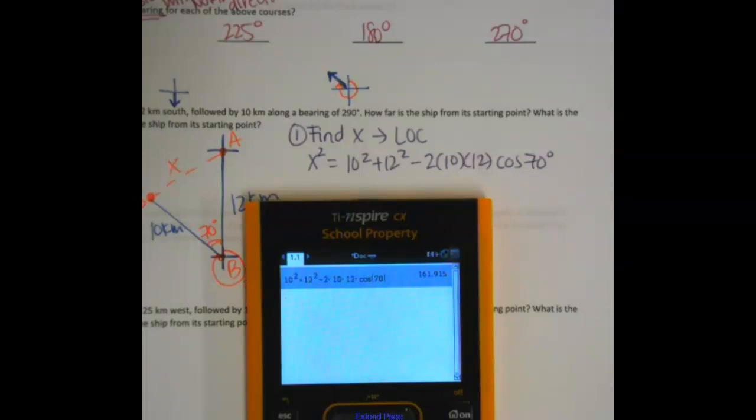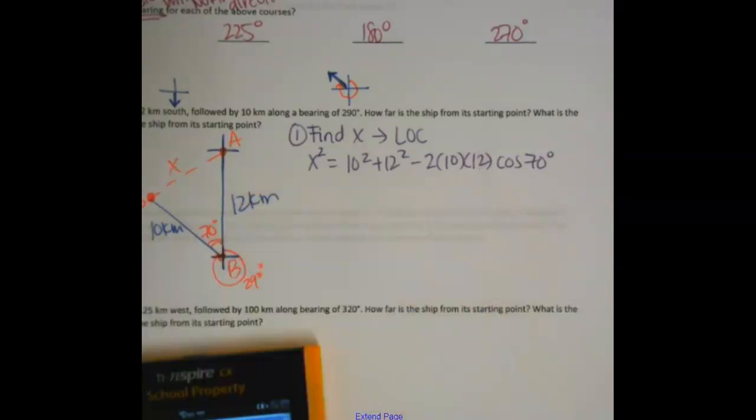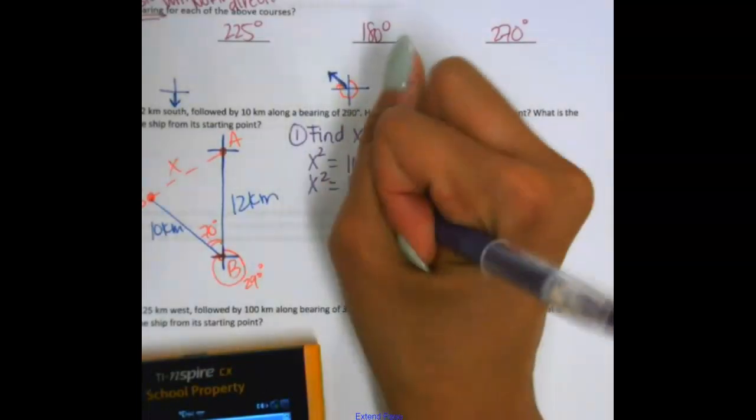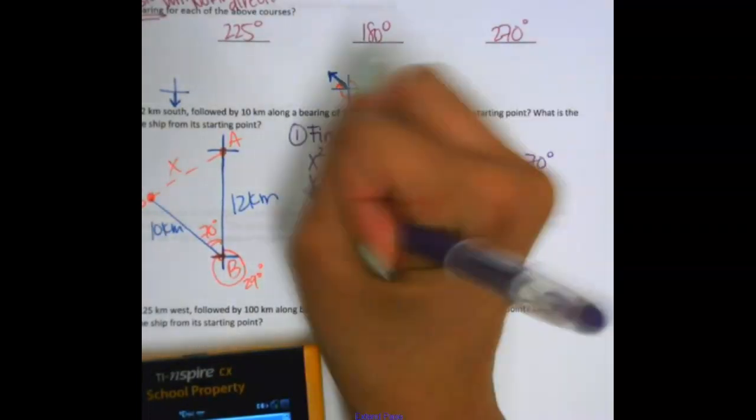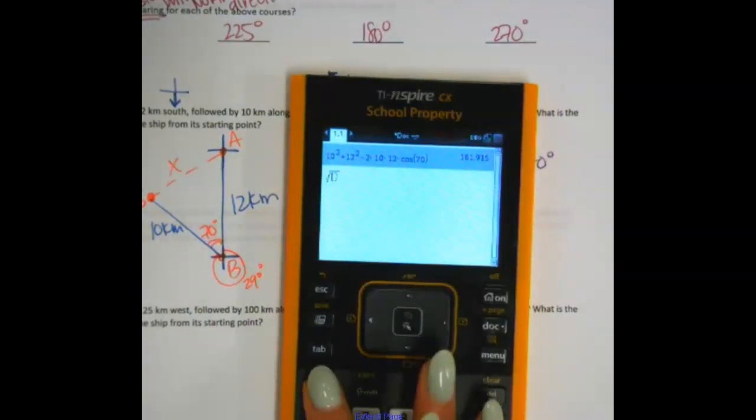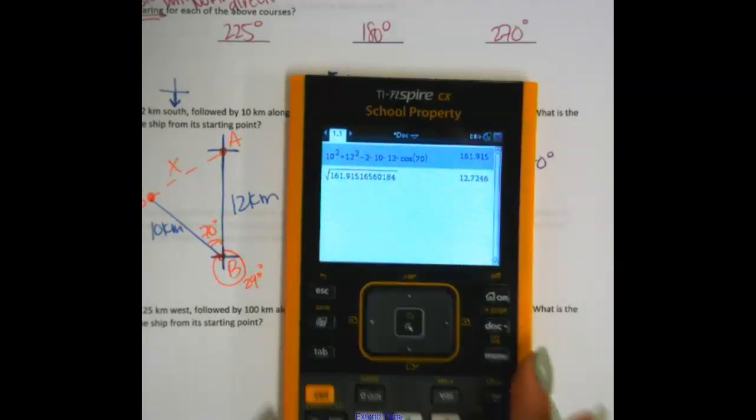What do I still have to do? I have to square root it. Okay, so let me write that out. I have x squared is going to equal, and then I'll square root both sides. So I'm going to square root that last answer, and I'll get 12.7246.